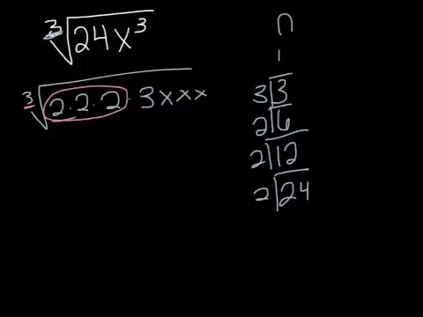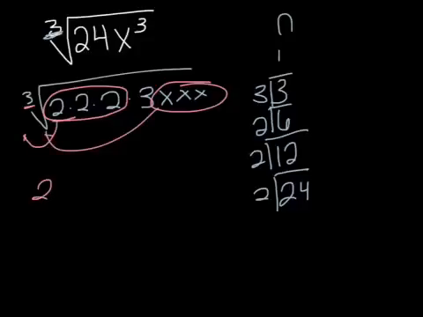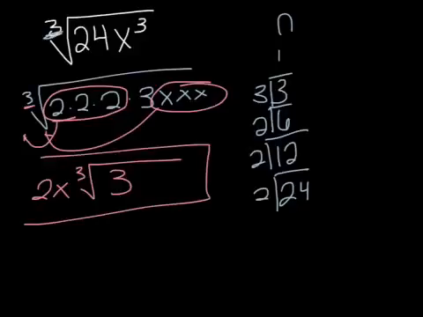So there's a group of 3, and there's a group of 3. So I have a group of 2's that come out. I have a group of x's that come out. Left over inside, I have a 3, but it's very important to put the third root. So now the exact same problem was broken down 2 different ways depending on what the root is.